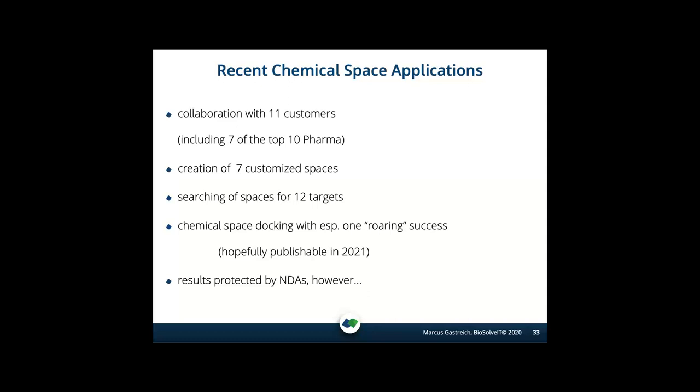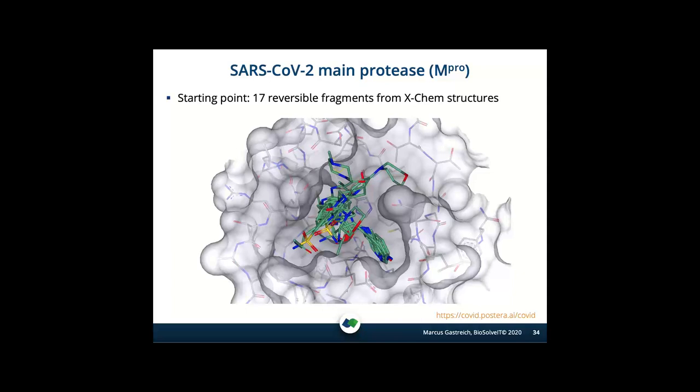However, I can show you one thing, namely the hunt for active binders in the SARS-CoV-2 main protease binding groove. The starting point there that we used was 7 reversible fragments from X-ray structures, and you see how they cluster more or less in the center of this binding groove here. So what we wanted to do is explore this pocket rapidly with chemical space docking, and we were hoping to actually find some actives here.